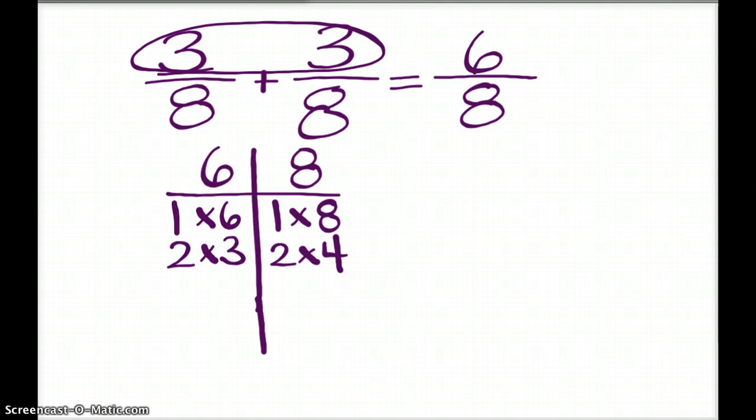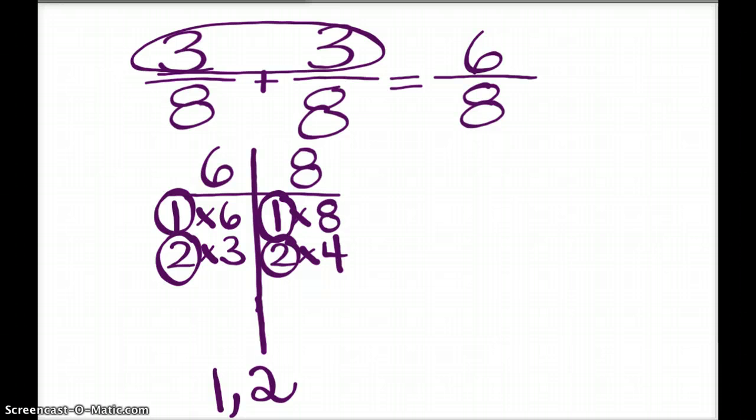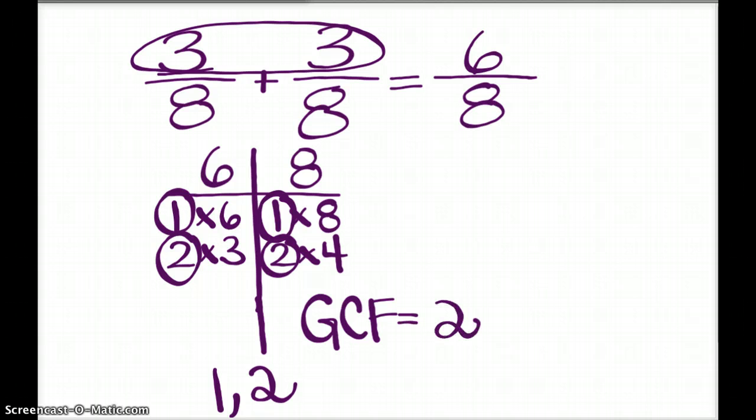We then want to see which numbers they have in common. So I can see that there's a 1 on both. So I'm going to go ahead and start my list down here. I can also see that there is a 2 for both, in both factor lists. Those are the only two numbers that they have in common. The one that is the largest, the greatest common factor, which we will call the GCF, is 2. Okay, the largest number that they have in common.